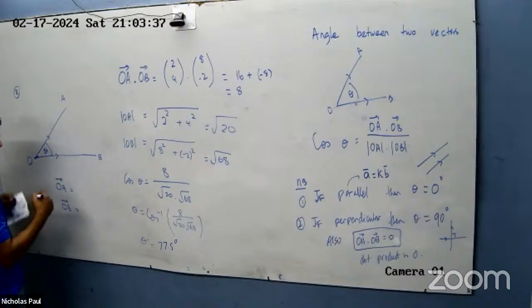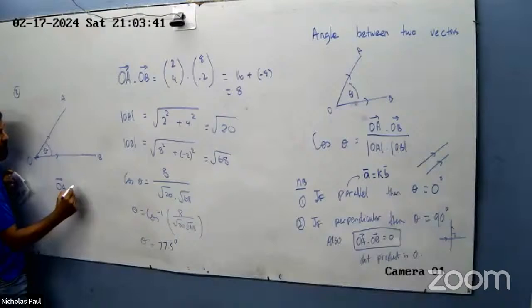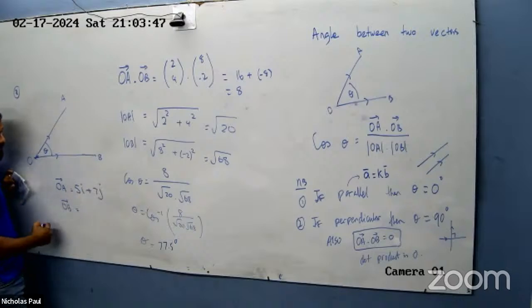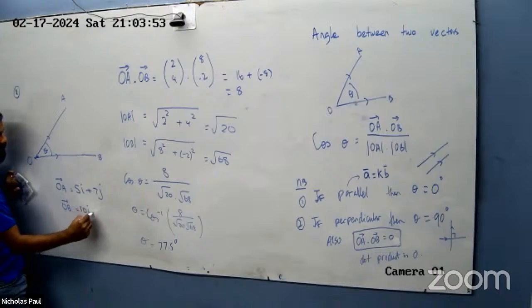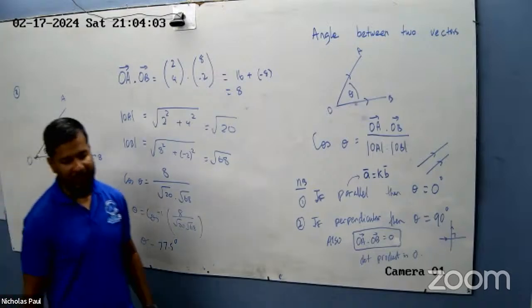Everybody get it? All right, so I want you to find theta here. This vector is 5i plus 7j, and the next vector here is 10i minus 4j. Try that. Do the same thing and tell me the angle between both of them.